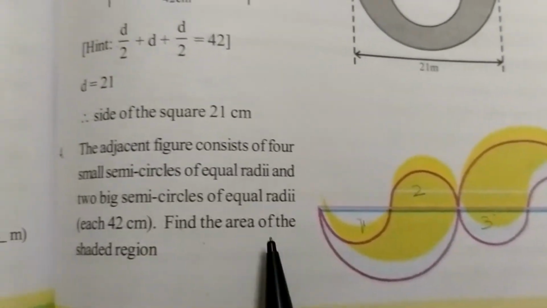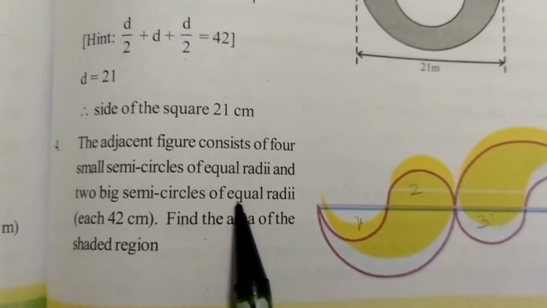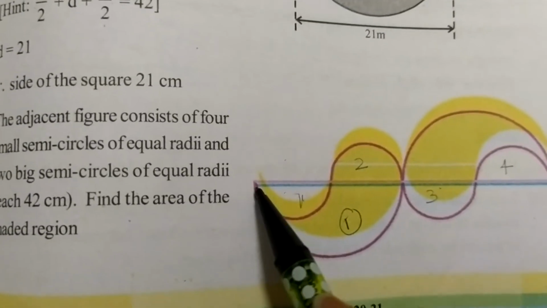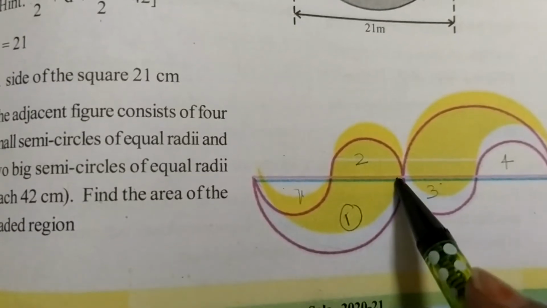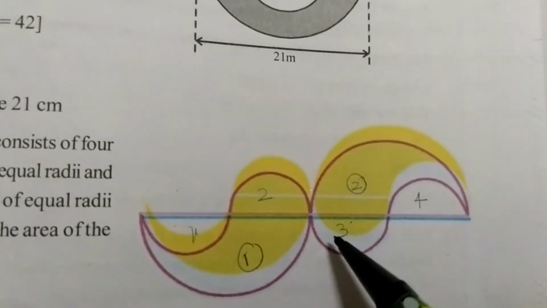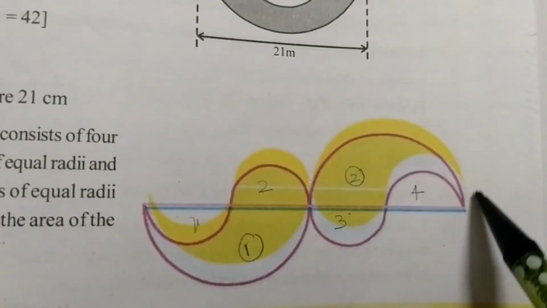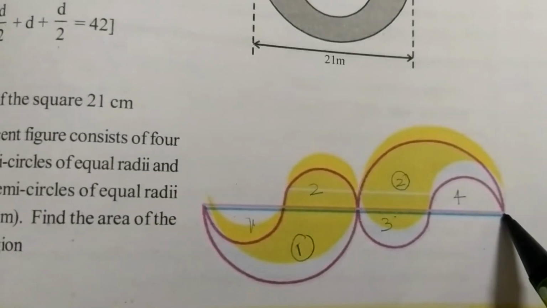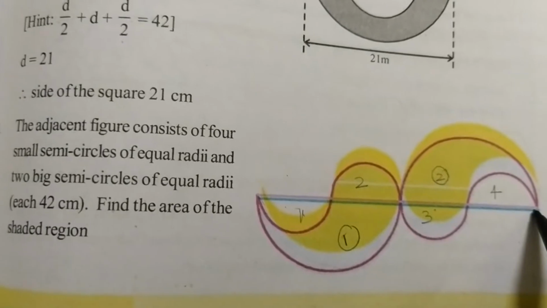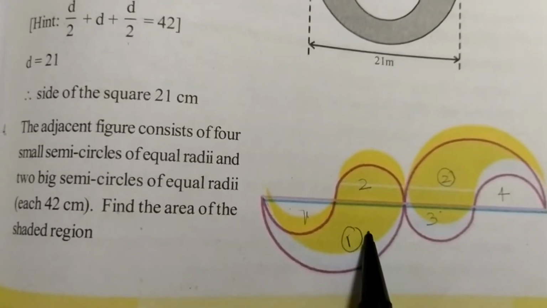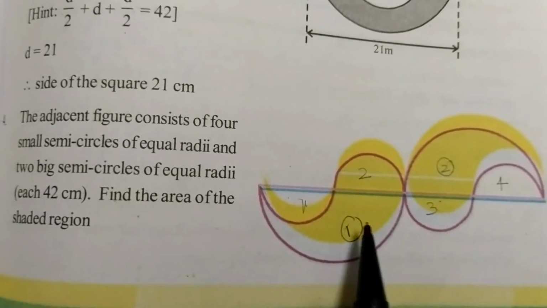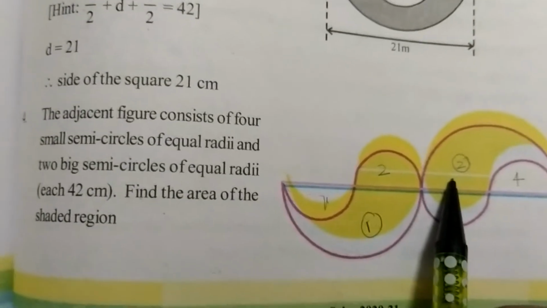Next, see here, 2 big semicircles are also given. This is the first one, it starts from here and goes like this, and the second semicircle is here; it starts from here and moves like this to this corner. So here we have totally 6 semicircles. Now we have to find the area of this shaded region, whatever shape you are seeing, that shape's area only we have to find.